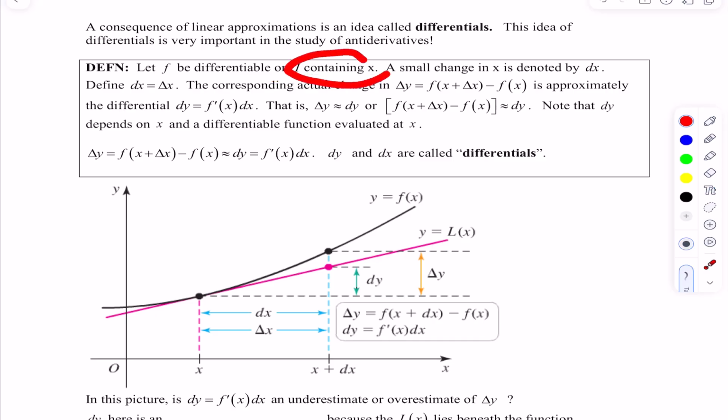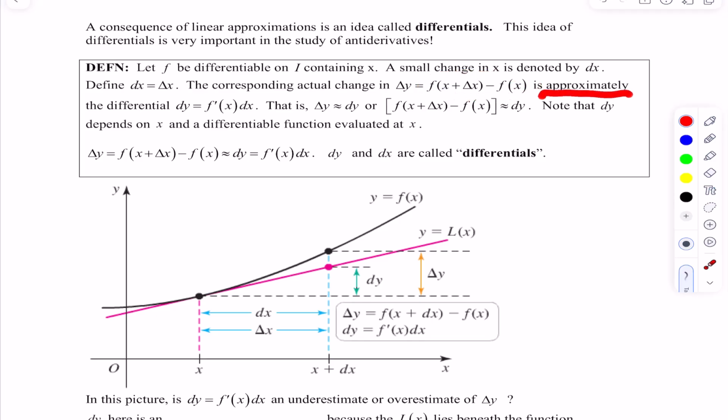You can think of all the x values here being in the domain of that differentiable function. A small change in the x direction is denoted by dx, and this dx is defined to be the actual change in the x direction. So, dx is equal to delta x. The corresponding actual change, called delta y, is the difference of these two y values.